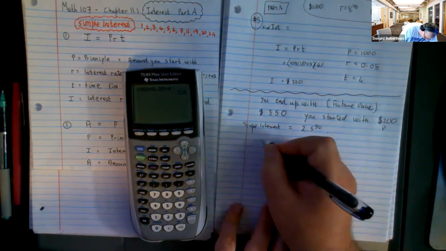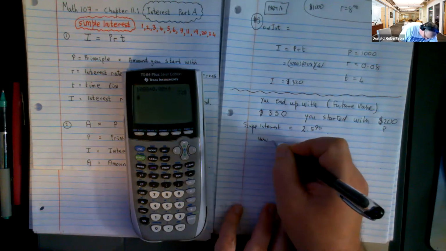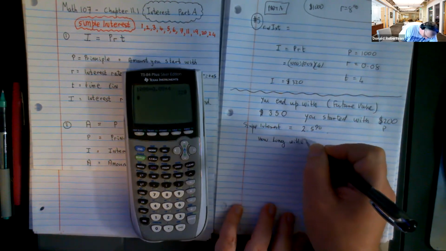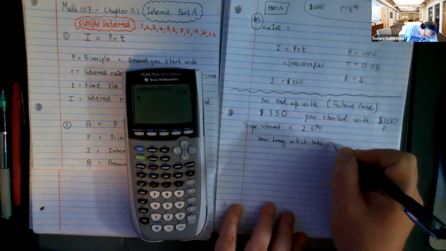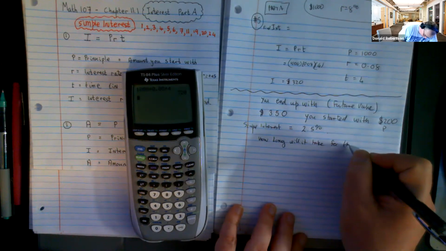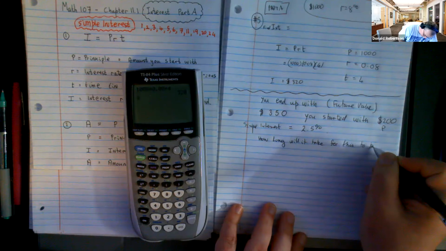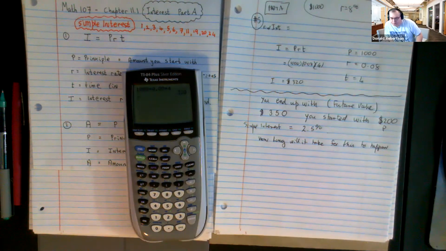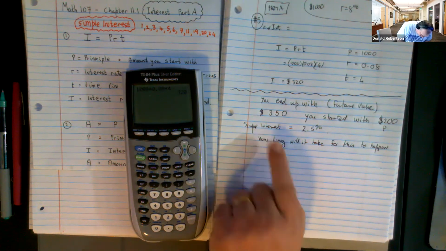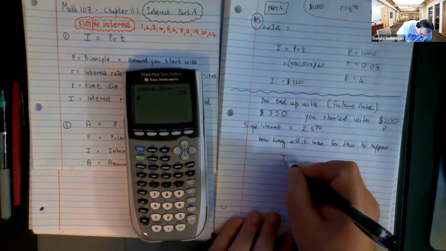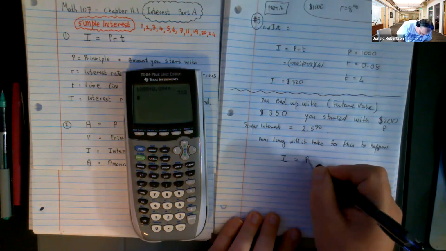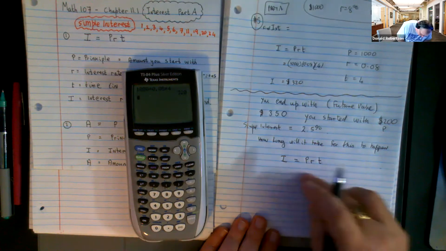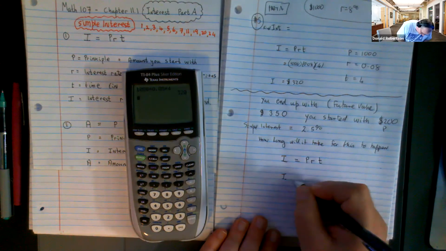And the question is, how long will it take for this to happen? So the key here is it says simple interest. The minute it says simple interest, I write down this. In this question, I then very often write down what I know and what I'm trying to find out.